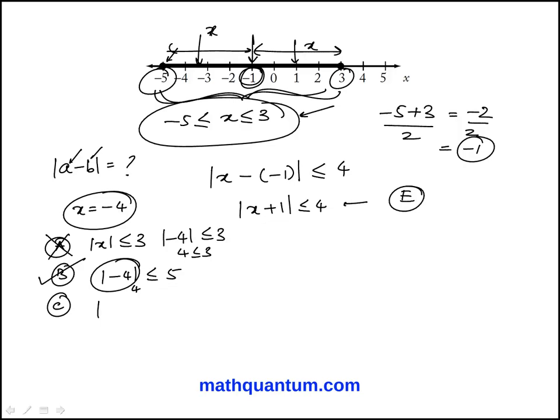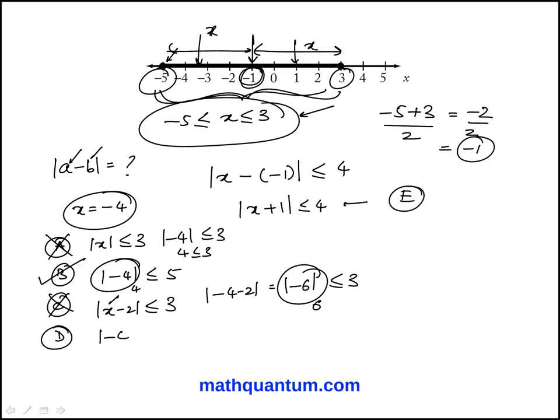C, |x - 2| less than or equal to 3. So if I replace x with -4, this would become absolute value of -6, which is not less than or equal to 3, because this is 6. So C is out. So that would be the procedure to do it by using examples.